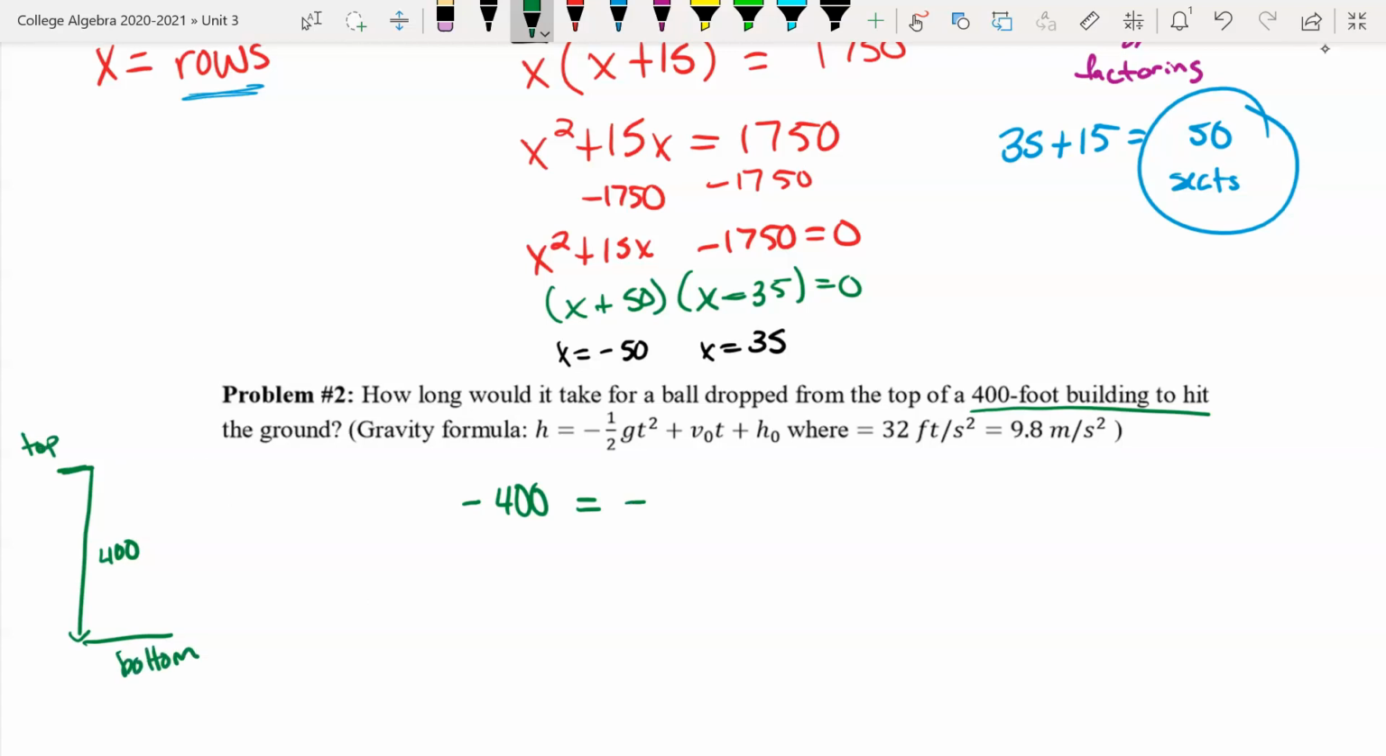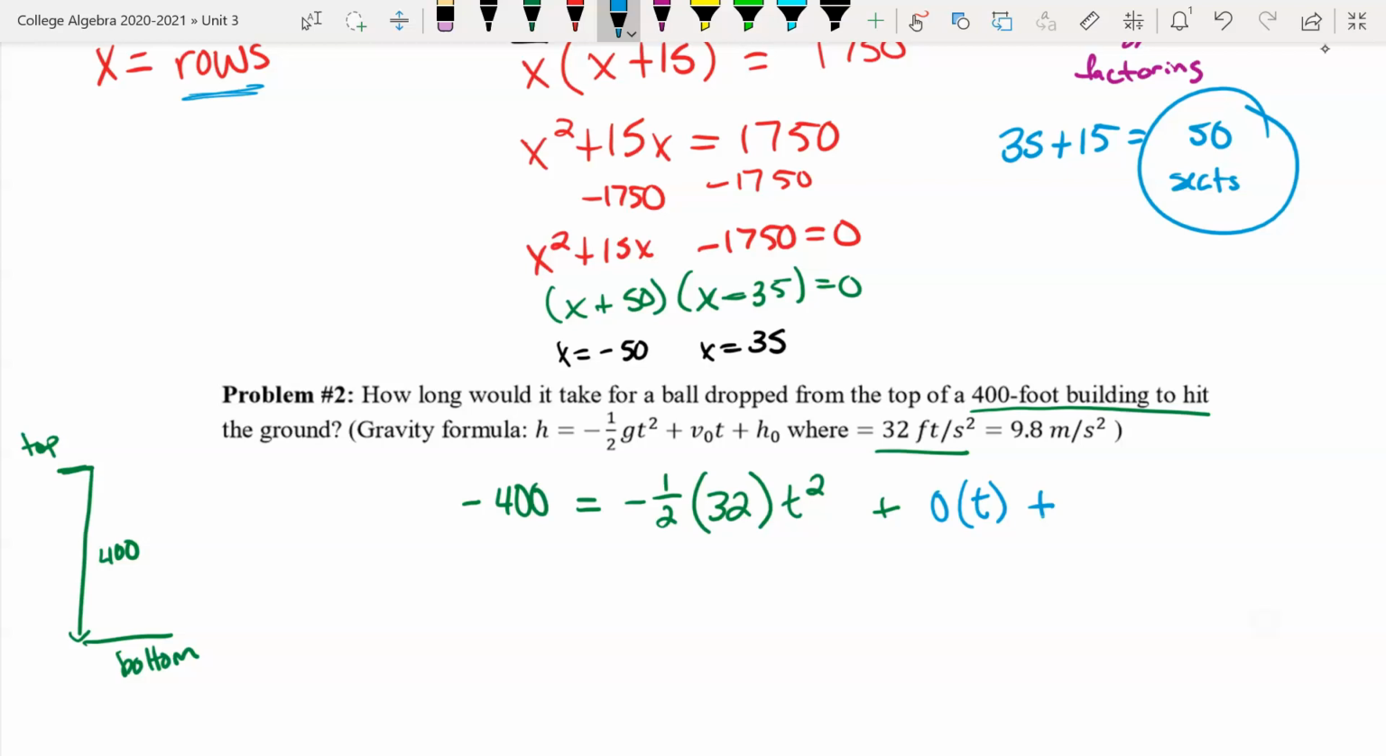All right, so then we're going to use negative 1/2. Gravity, it's going to be that 32 feet per second squared that they give you here. Times, we don't know what time is, so time squared. Plus our initial velocity. If you think about it, you're dropping a ball, your initial velocity is going to be 0 because you haven't dropped it yet. And we just still don't know time.